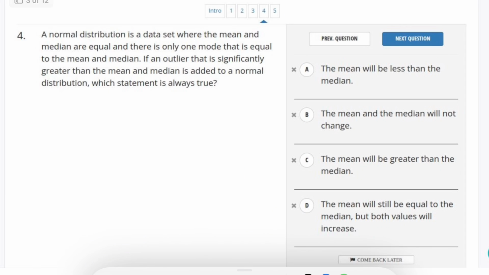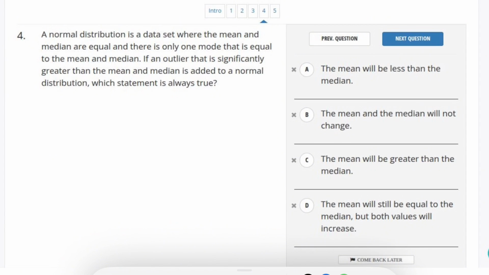Number 4, a normal distribution is a dataset where the mean and median are equal, and there is only one mode that is equal to the mean and median. If an outlier that is significantly greater than the mean and median is added to a normal distribution, which statement is always true? So let's review what it says.